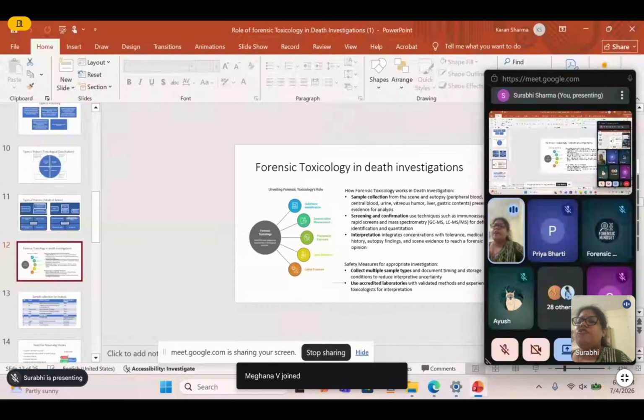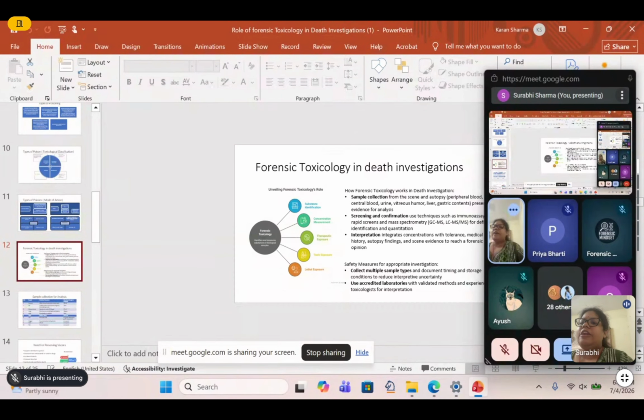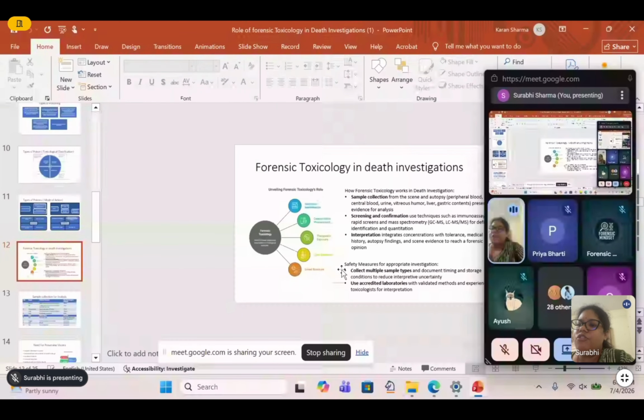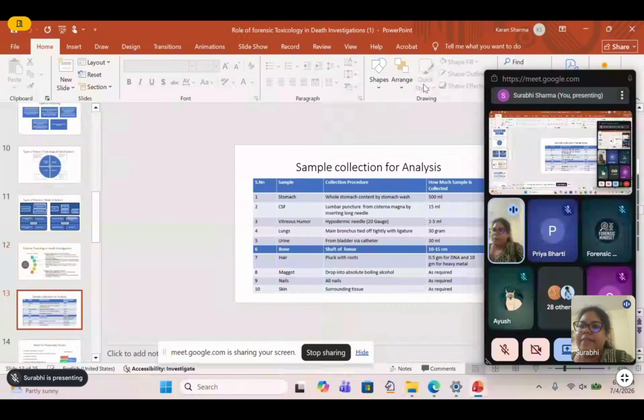Then we have interpretation. Interpretation means it integrates concentration with tolerance, medical history, autopsy findings, and scene evidence to reach a forensic opinion. Now, coming to the next slide, these are the samples that are collected.